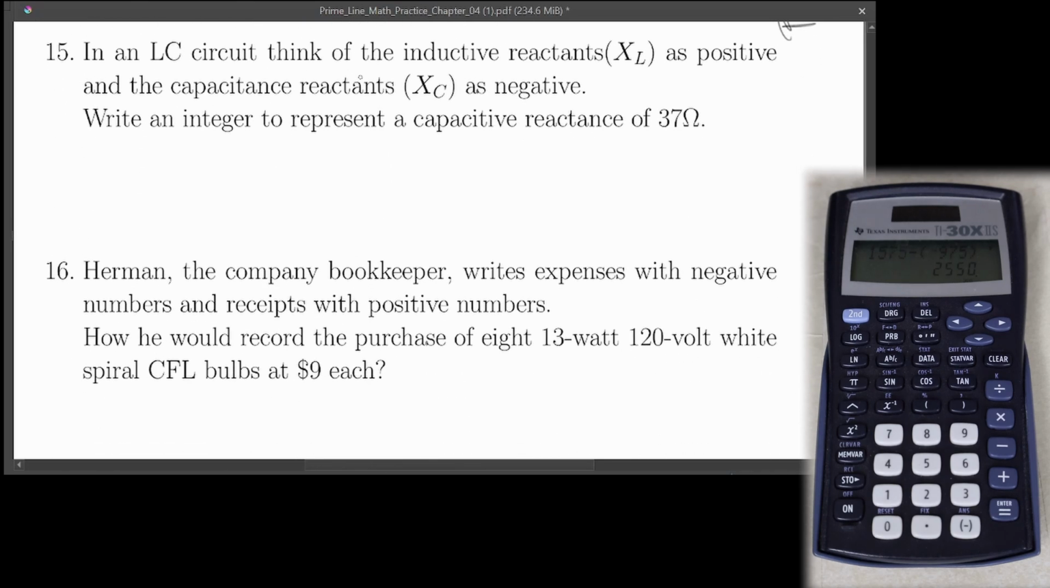Number 15 tells us we have an inductive circuit and they want us to use reactance, so the XL, and that's positive, and the capacitive reactance XC as negative. So they tell us that we have a capacitive reactance of 37. We'll write that as a negative 37 ohms.